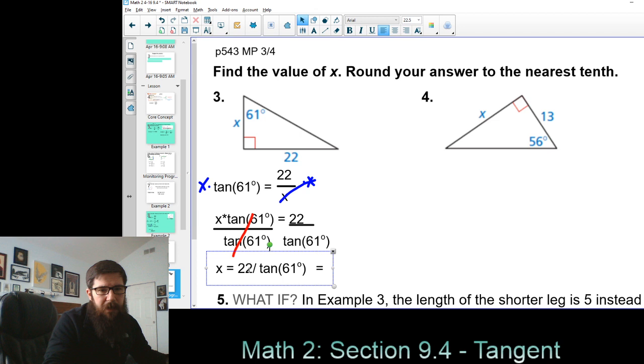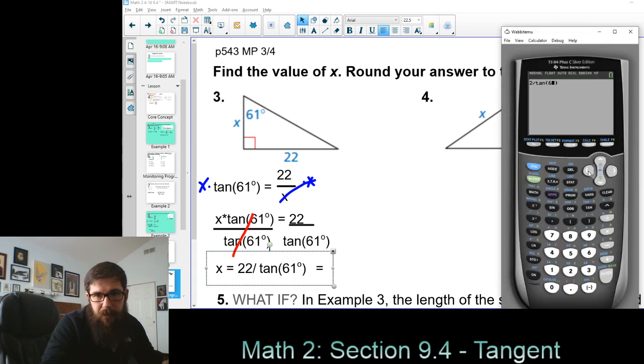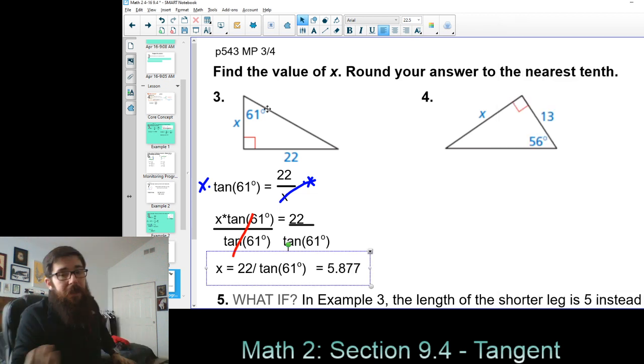If I do 22 divided by tangent of 61, just a number there. Let's see what we get. 5.877. There's your answer. That's it. You're done. That's how long that other side is. If this guy's 22 and this angle 61, because we're using some of those tangent ratios, which we saw are always the same no matter the size of the triangle, 22 divided by this number for 61 degrees is always going to be the same thing. That's why we can work backwards.